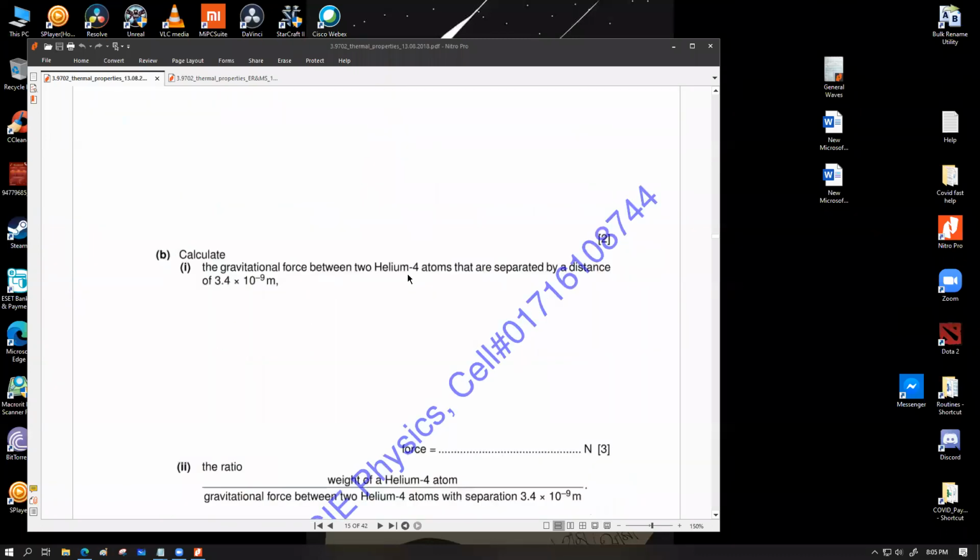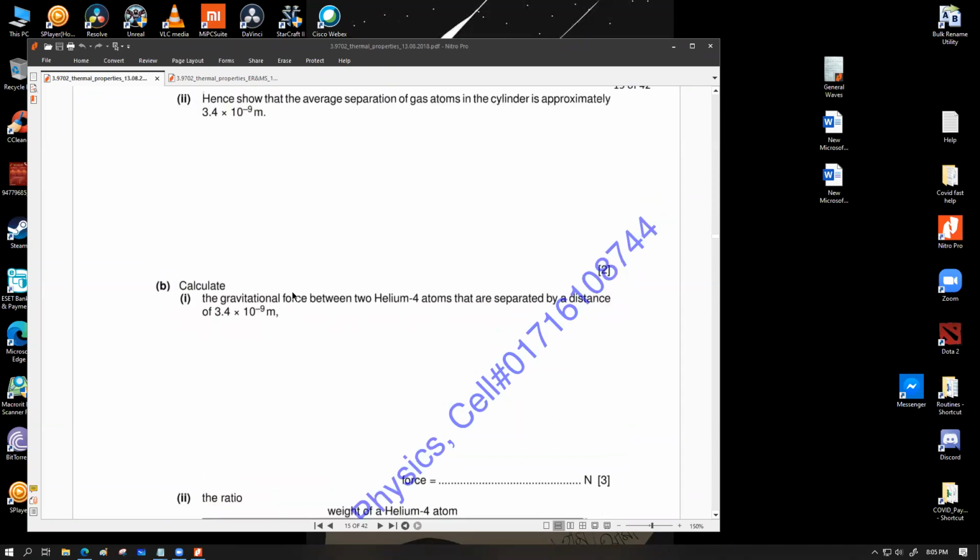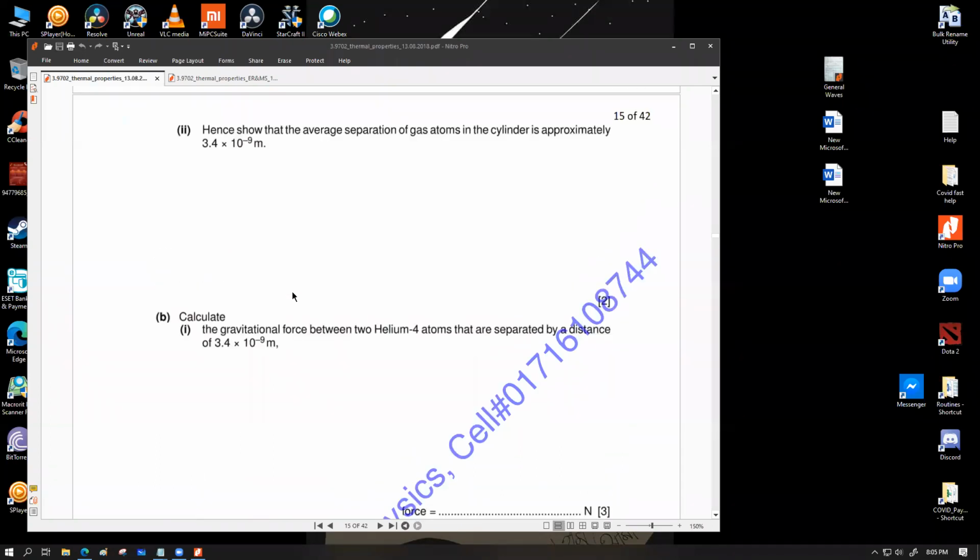Sir, this would give us a really low separation. Wouldn't that mean there is potential energy? How much separation do you get? 3.4 times 10 to the power minus 9. It's pretty low.